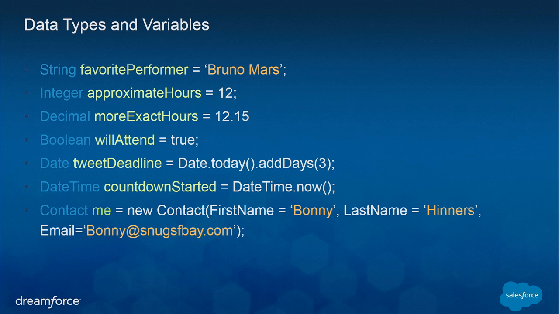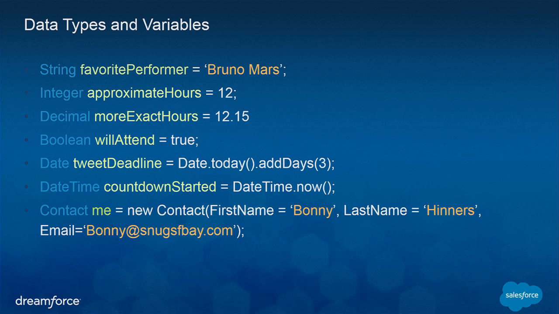You know them, and you don't think about them. So don't worry about them when you're coding either. In that first line, it says string favorite performer equals Bruno Mars. String is the data type. Again, you guys know all this from creating fields in Salesforce. That's just like saying it's text. It's a text field, basically.